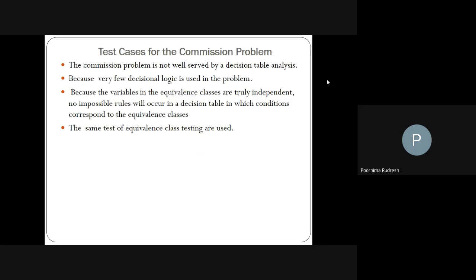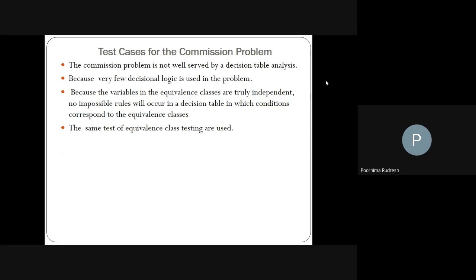Next, we'll move on to the test cases for the commission problem. You already know what the commission problem is. In the commission problem, the salesperson is expected to sell locks, stocks, and barrels. Depending on the sales, he is going to get the commission.